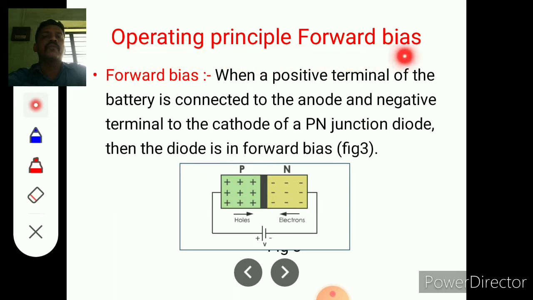Operating principle of forward bias. When the positive terminal of the battery is connected to the anode and the negative terminal to the cathode of the PN junction diode, then the diode is in forward bias. So here the battery's positive terminal is connected to p-type semiconductor, and the negative terminal is connected to n-type semiconductor. This black region is the depletion layer due to the diffusion of holes and electrons. Such a diode is in forward bias.